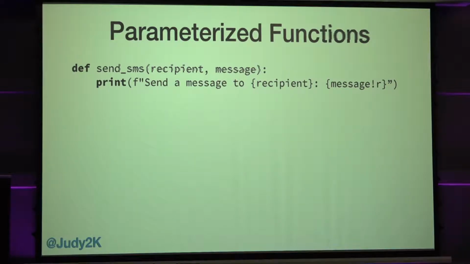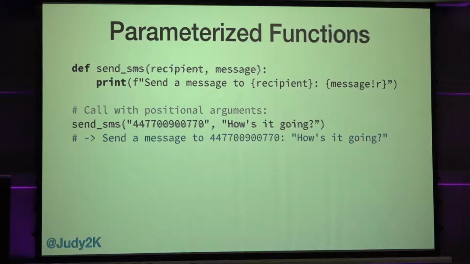Functions that do exactly the same thing every time you call them aren't that useful, so we often define them to take parameters. So here is a function that takes two parameters. Parameters are just variables that can be provided with values, or arguments, when they're called, and then those values can be accessed as variables inside the function.